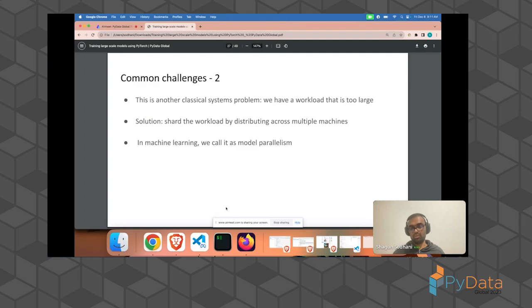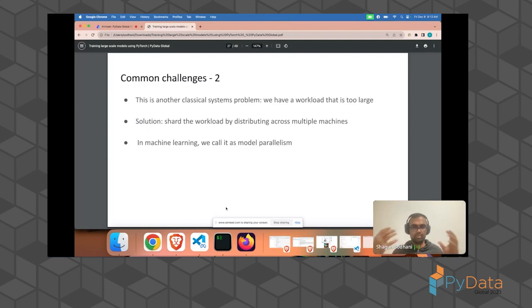And so the way we handle this problem is we shard the workload. Sharding basically means we distribute or divide the workload across multiple machines. And in the context of machine learning, we call it model parallelism. I want to contrast it with data parallelism, where we had multiple copies of the model on different devices and the data was divided. In this case, the model is going to be divided across a bunch of machines.